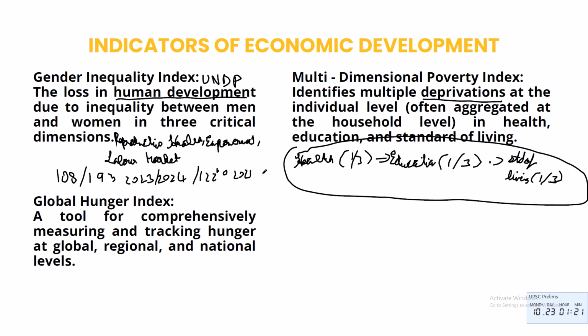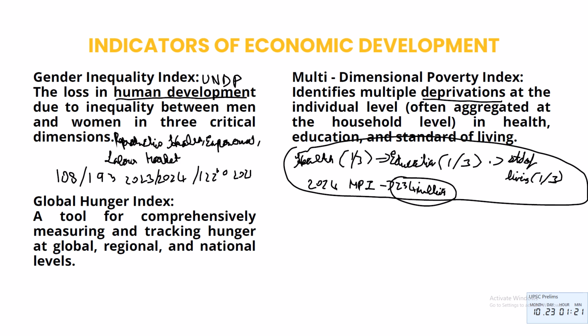See, the 2024 multidimensional report was released in October 2024, and around 234 million people are still living in multidimensional poverty. It shows that there is still a huge number of people who need to be brought out of poverty in the future as well.